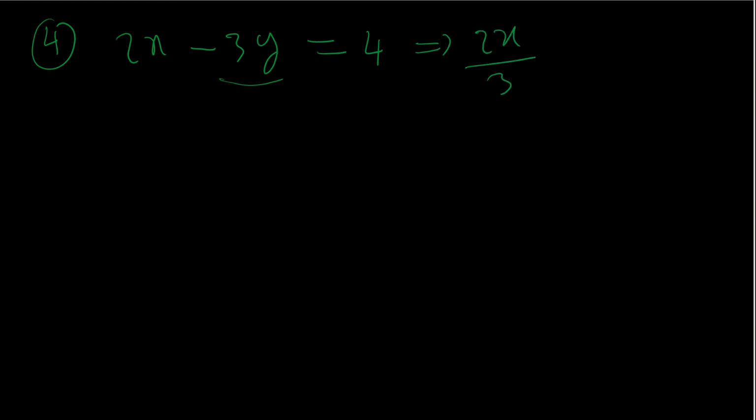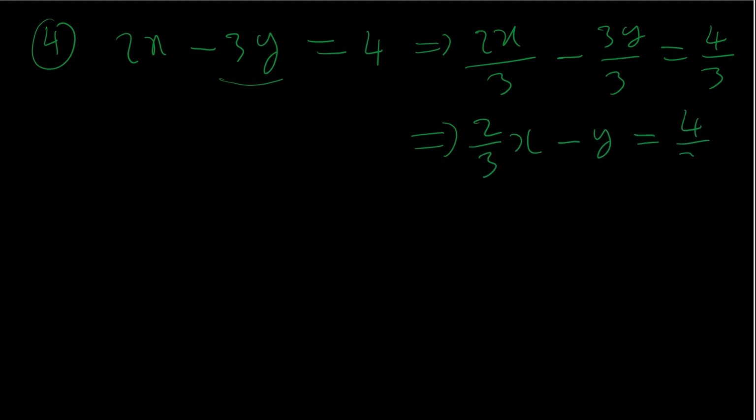So if I divide this equation by 3, I'm going to get 2x over 3 minus 3y over 3 equal to 4 over 3, right? But if you simplify this, you're going to have 2 third x negative y equal to 4 third, right? So we still need to do further transformation. I have to solve for y here. So I get y equal to what? If I add y on both sides, I'm going to have y equal to 2 third x and then negative 4 third, right?